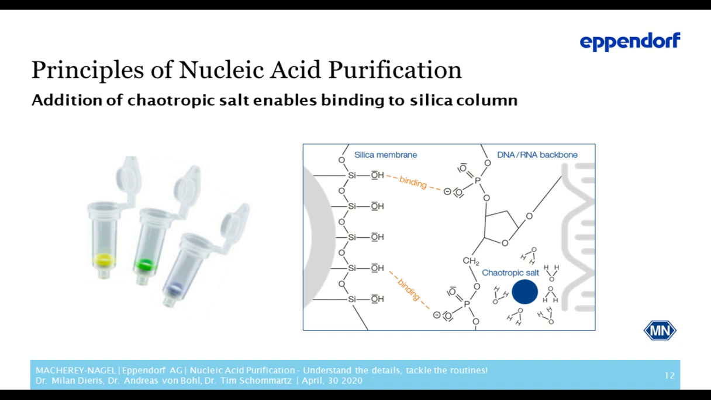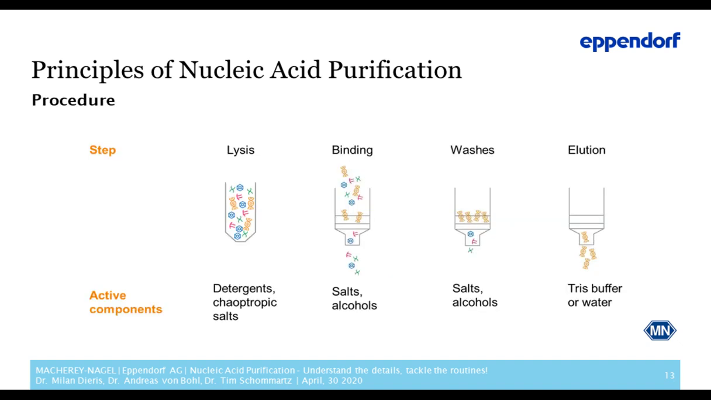When you look at the chemistry behind this, you have a buffer based on water, a solution that contains the DNA. And when you add chaotropic salt to that buffer, the DNA is stripped of its hydrate shell, and you enable a hydrogen bond between the DNA and the silica membrane. This is how you bind the DNA to the column. Then you wash the DNA, and in the end you elute the DNA. And this is how every silica membrane-based nucleic acid purification kit works.